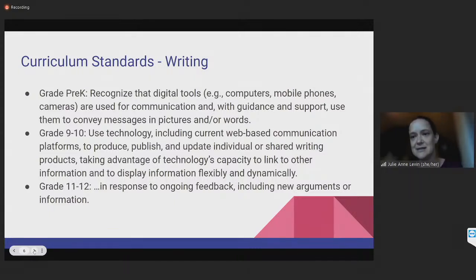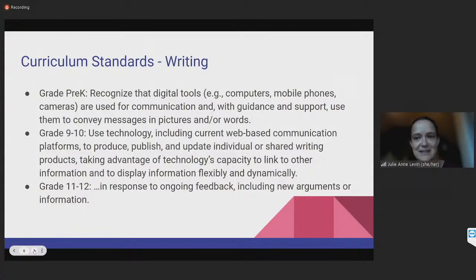And then that advances over very few years in the scope of one's life to grades 9, 10, 11 and 12, where they're using technology and current web-based communication platforms. Current means of the moment today, and I apologize to anyone here tonight, but the kids aren't using Facebook anymore. So what's the current web-based communication platform they're using? How can we help them produce, publish, and update writing products, arguments, discussions? And then I love that it advances in grades 11 to 12.